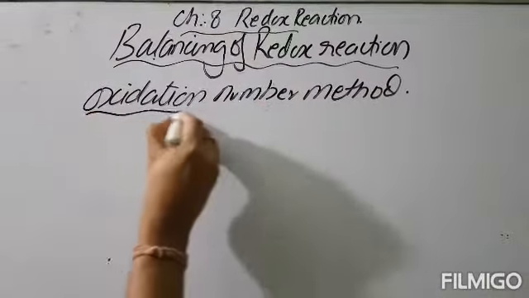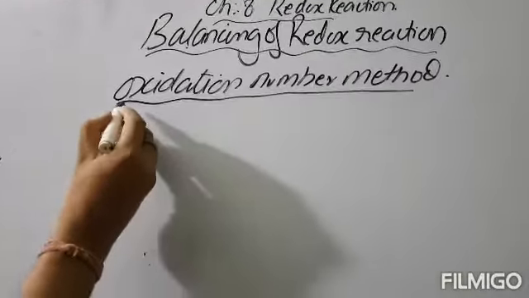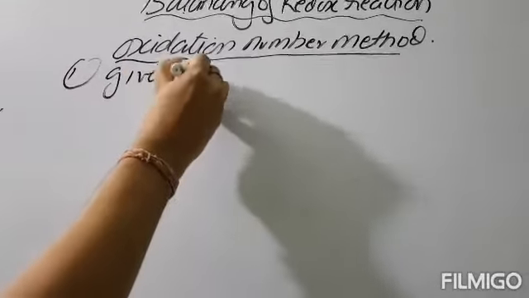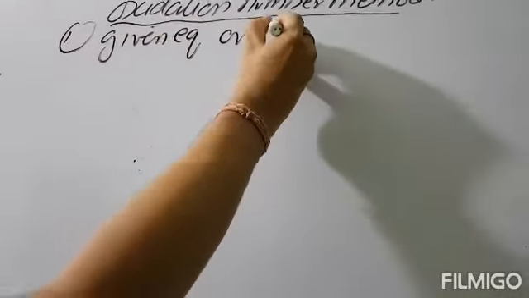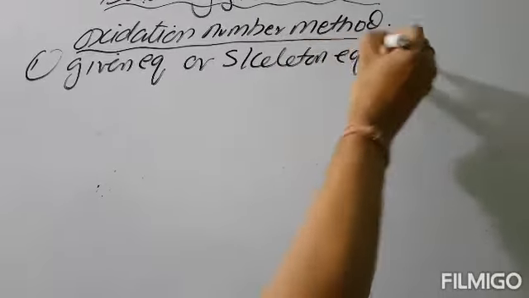The first method is the oxidation number method. In the oxidation number method, the first point is the given equation to be balanced. There will be a given equation, which is also called the skeleton equation.